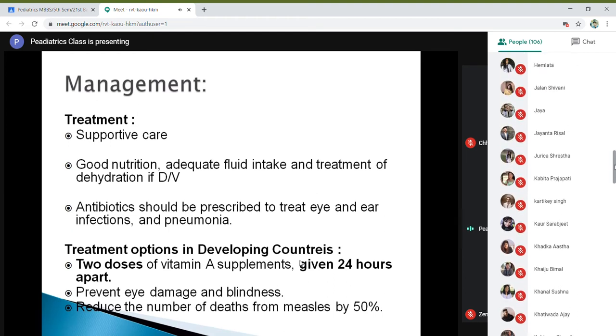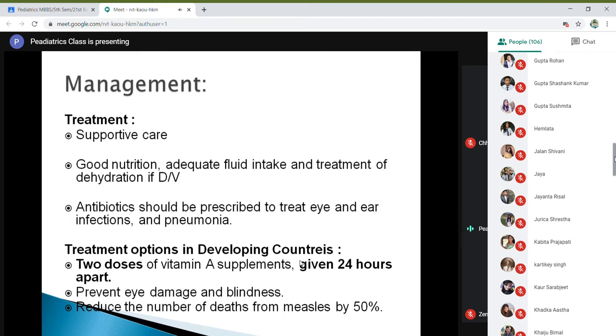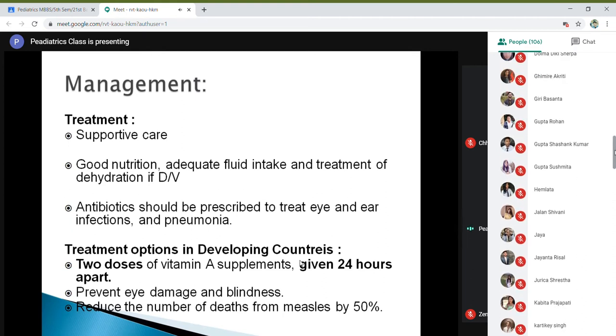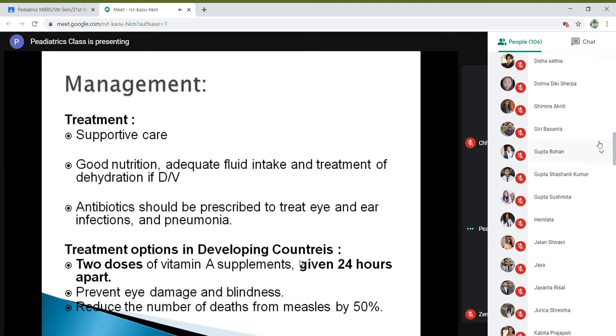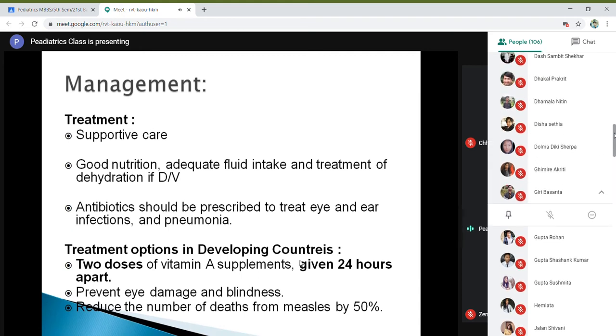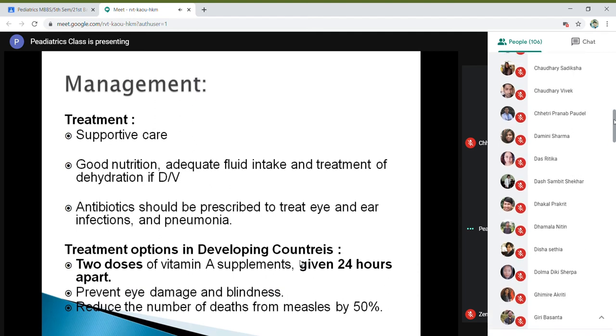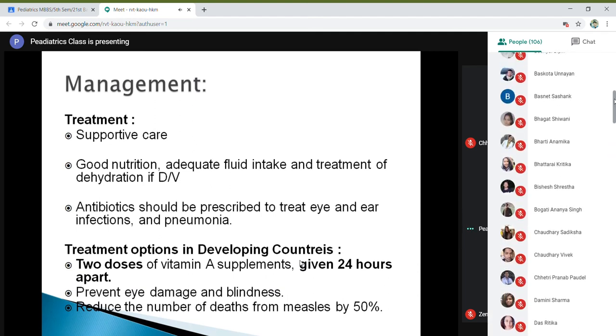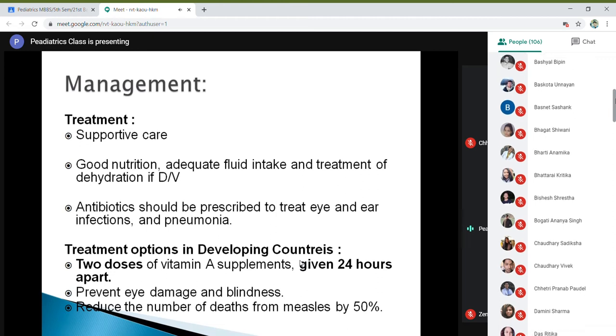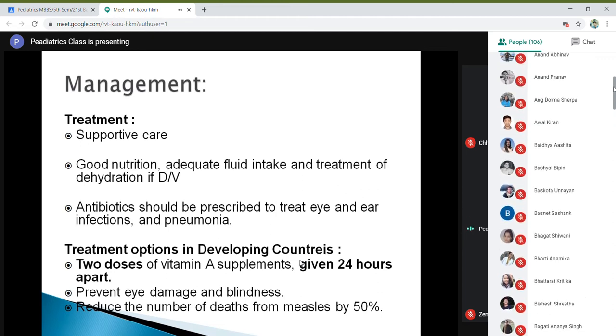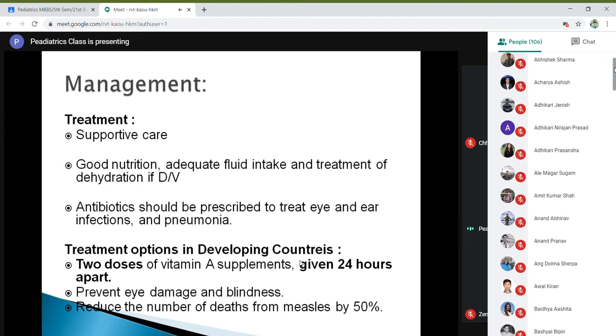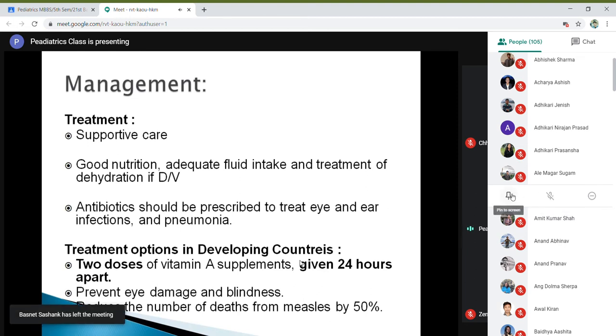So the patient has been diagnosed. Now you have made the differential diagnosis. Now your job is to treat the patient, of course. Since it's a viral disease, we don't have any particular medication. So usually it is supportive care: good nutrition, adequate food intake, and don't let the patient dehydrate. If there is diarrhea or vomiting, it should be taken care of.